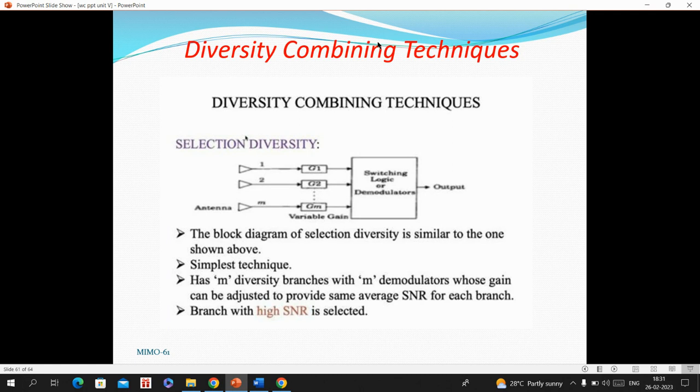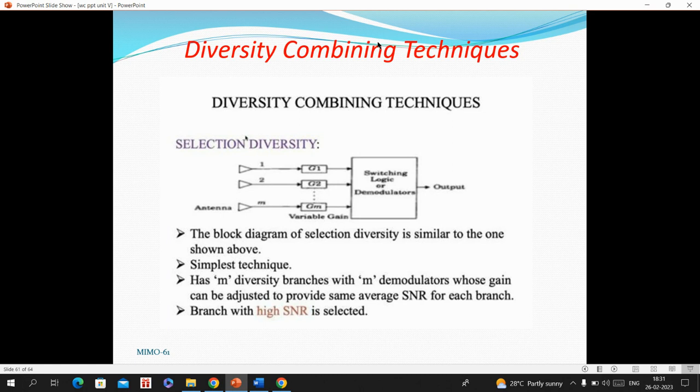The first diversity combining technique is selection diversity. Look at the block diagram. We have m number of transmitting antennas. With the help of the m transmitting antennas, the information is transmitted at the transmitting end. Now at the receiver end, m number of receiving antennas receive the signal. So this is the concept.